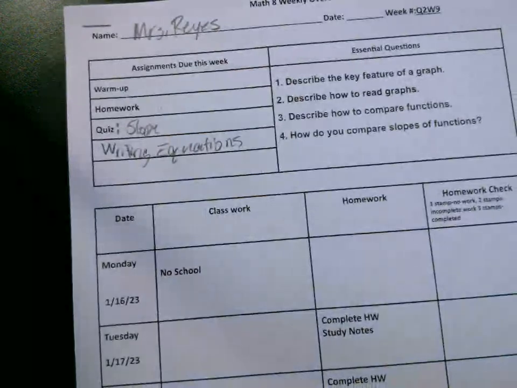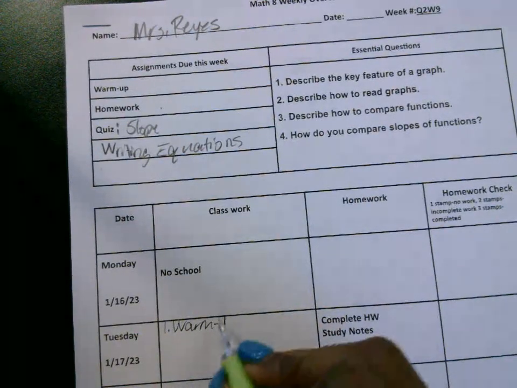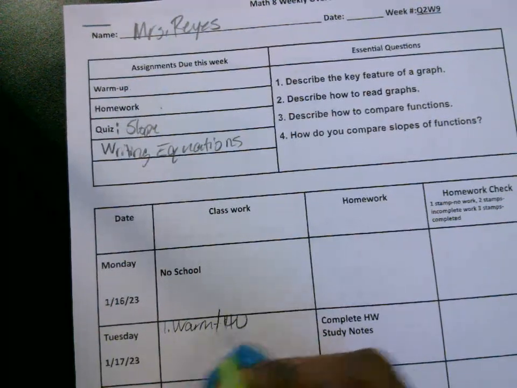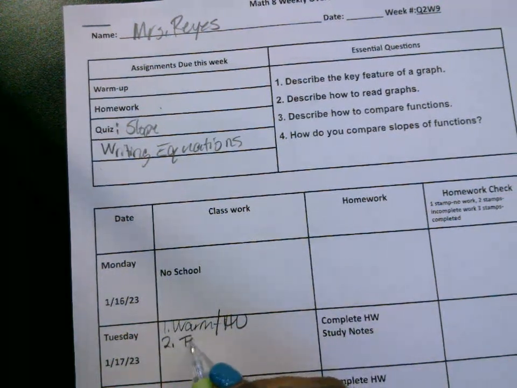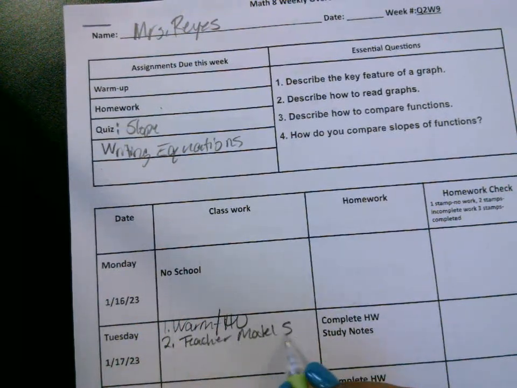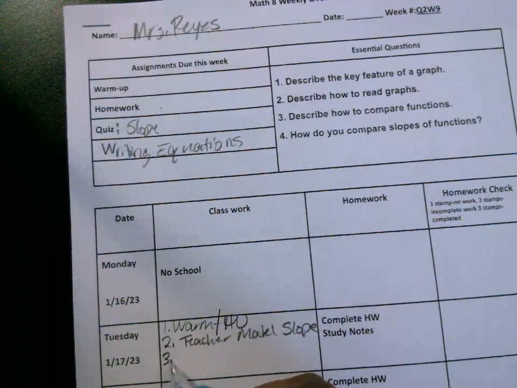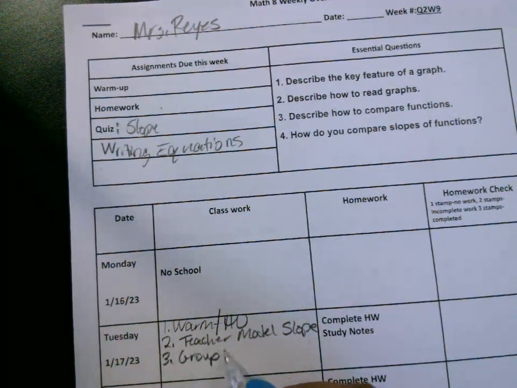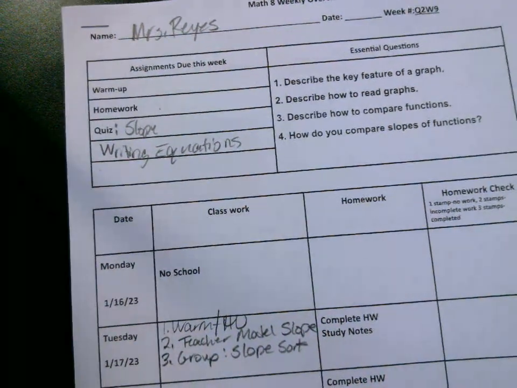The agenda again is on the side board. We're going to do the warm up. I'm going to go over the homework. I'm going to write in the planner, obviously. Then I'm going to model slope again. And then we're going to finish the group assignment with the slope sort. We started, but we did not get a chance to complete. Okay.